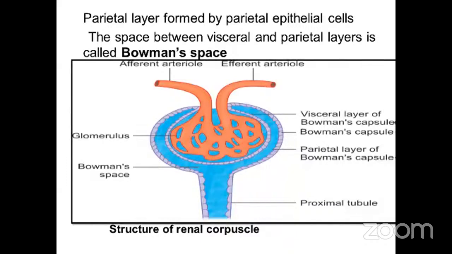The first step of urine formation takes place in this glomerulus, that is ultrafiltration. Urine formation takes place in three steps: first, ultrafiltration; second, tubular reabsorption; and third, tubular secretion. In the first step, ultrafiltration of the plasma takes place through the glomerular capillaries, and the filtrate formed is transported from the Bowman's capsule to the proximal tubule. So this is the renal corpuscle.